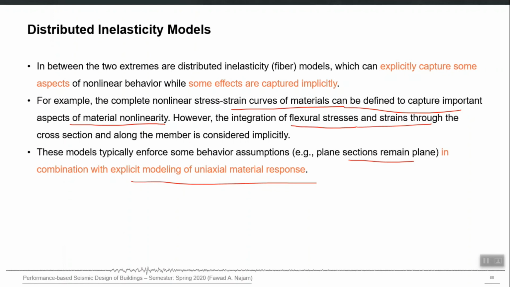And those fibers can continue along the whole length of the element or some part of the length, right? So it is simplified from continuum, but not that simplified like the concentrated plasticity. So in accuracy they are more accurate in some aspects than the lumped plasticity approach, but obviously the most accurate is the continuum approach, which is impractical for large scale applications for full buildings, right?